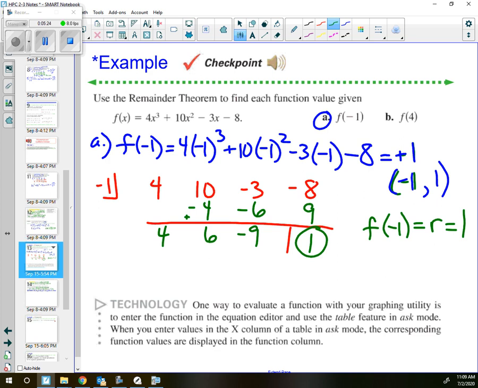They're both the same. Okay, so you always have your option. You can do this either way. And again, I chose synthetic division. You could do long division if you wanted to. All right, so I want you to go ahead and do the same thing now, but try it with f of 4.